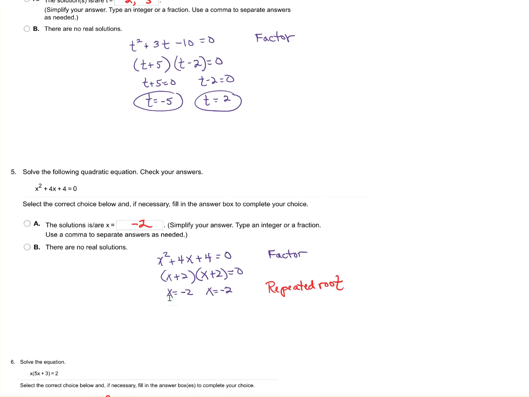Same thing with number 5. When we factor it, we get x plus 2 and x plus 2. That gives us x equals negative 2 repeated, and you only put it once in the box.